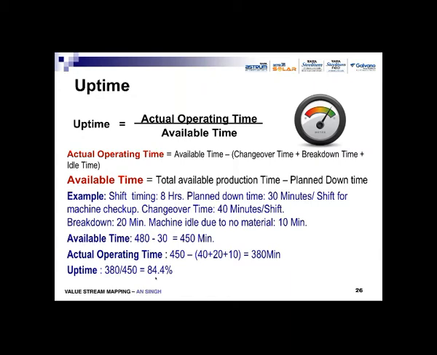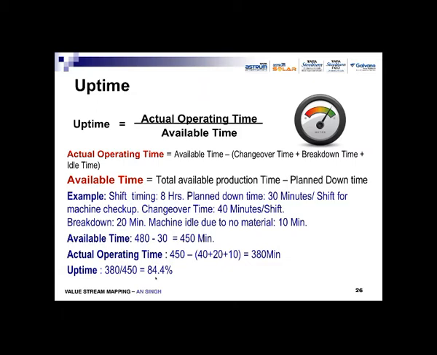So here is an example to calculate the uptime of any equipment. If the shift timing is 8 hours, any machine is supposed to run for 8 hours, then planned downtime is 30 minutes per shift, for the machine checkup. Changeover time is 40 minutes per shift, breakdown on average is 20 minutes per machine, and idle time due to no material or no operator is 10 minutes. Then the available time becomes just 450 minutes. Whatever the planned downtime, that has to be subtracted from the total available production time.